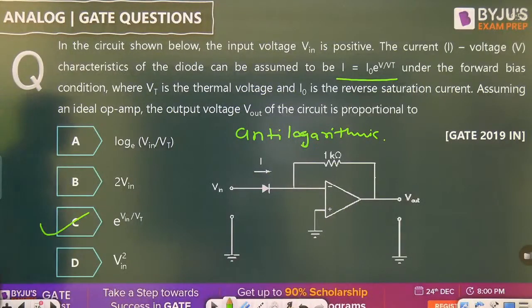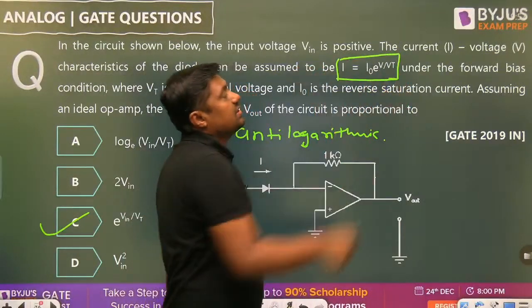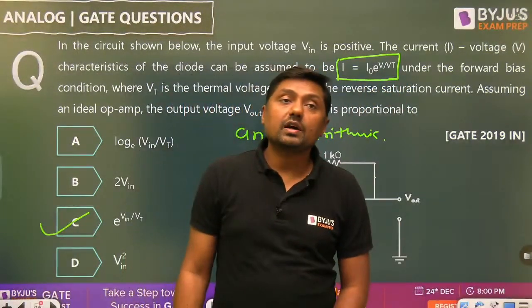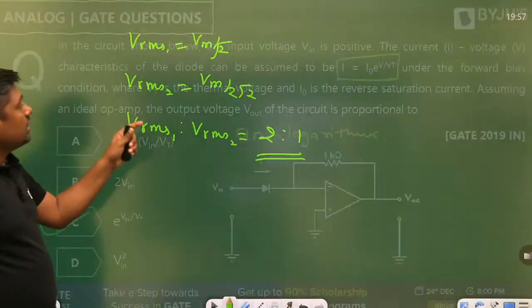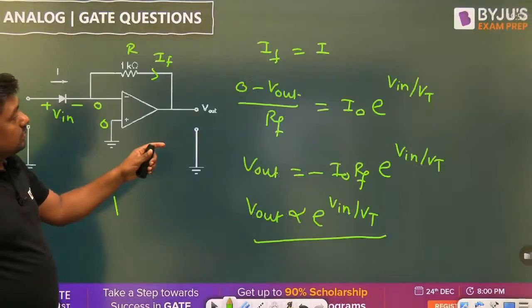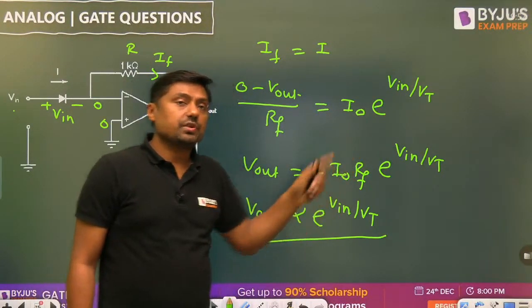Anti-logarithmic amplifier. Eta is taken as 1 here. It is given here. That is the current through the diode. What is the current through the diode? I naught e raised to power V in by Vt. I naught is the reverse saturation current.